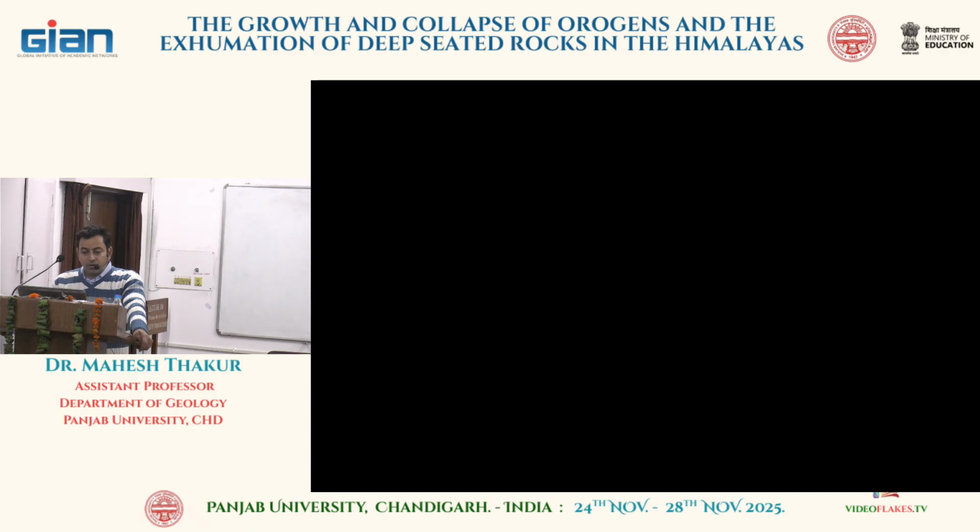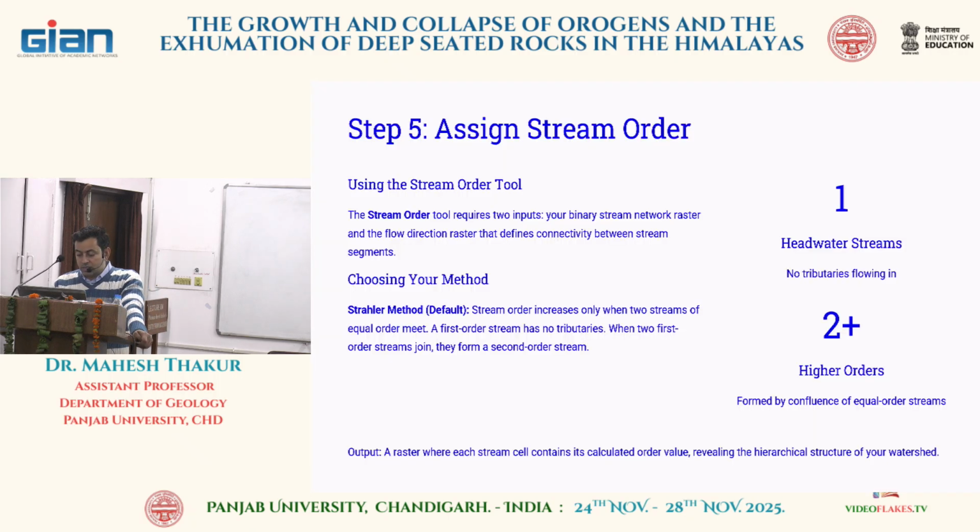Now assign stream order. That is the fifth step. Using the stream order tool, which requires two inputs: your binary stream network raster and the flow direction raster that defines the connectivity between stream segments. Choosing your method, Strahler method. We have discussed the Strahler method before also. So first is your headward stream, no tributary flowing in, and 2 plus higher order formed by confluence of equal order streams.